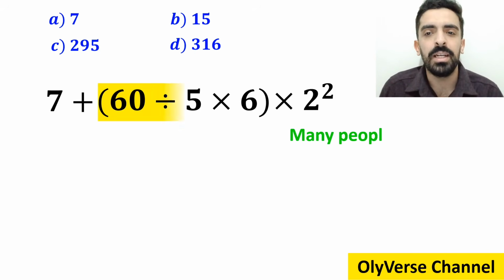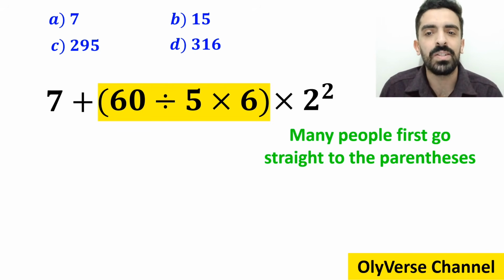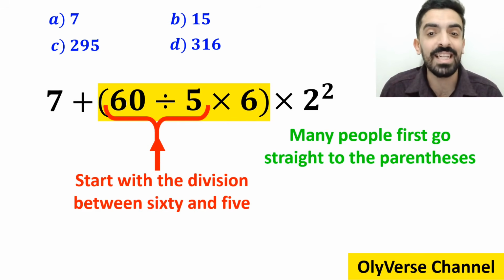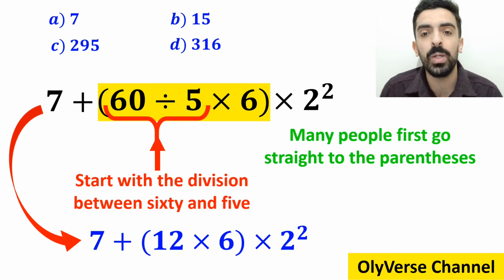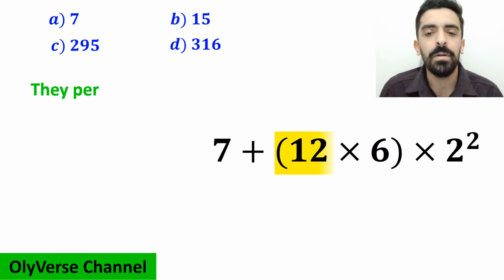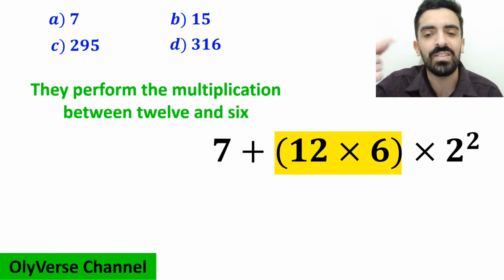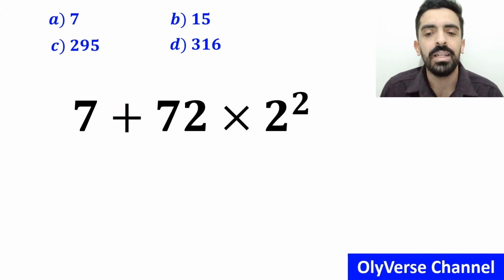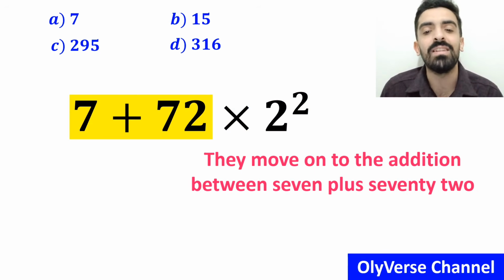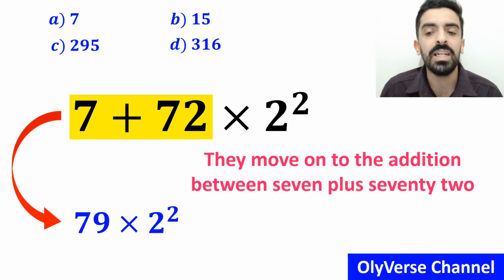To solve this question, many people first go straight to the parentheses and solve the division between 60 and 5. So, they rewrite this expression as 7 plus 12 times 6 inside the parentheses, then multiplied by 2 squared. And the next step, they perform the multiplication between 12 and 6 and simplify this expression to 7 plus 72 multiplied by 2 squared. Then, they move on to the addition between 7 and 72 and they rewrite this expression as 79 multiplied by 2 squared.